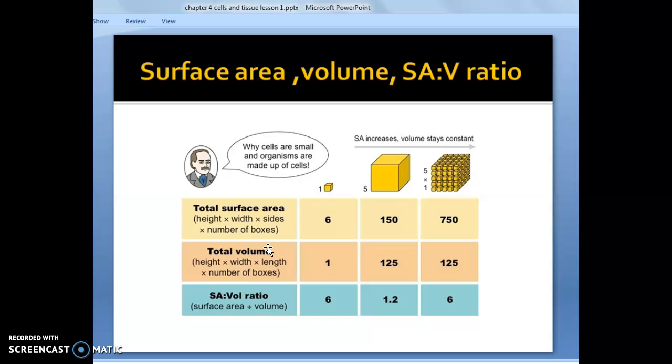Now we are going to calculate the volume of these three figures. So the formula is length into width into height, multiplied by the number of boxes. So the total volume of the first figure is 1, and the volume of the second figure, which is having the length of one side as 5. So here height will be 5, width is 5, length is 5, but the number of boxes is 1. So we are going to get 125.